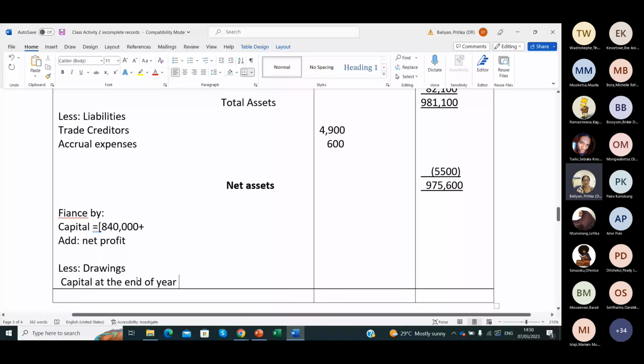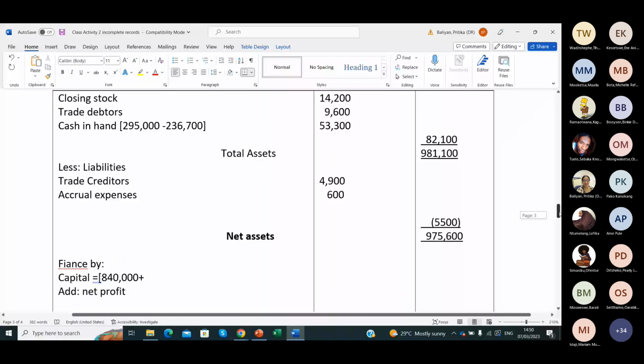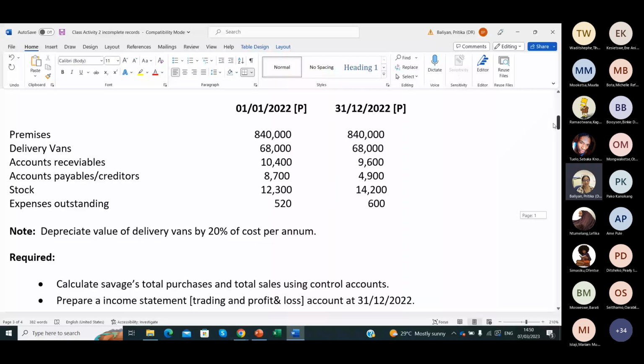That's why we calculate like this in the statement of financial position. So to determine the capital, we need the opening capital, then we add the net profit and subtract the drawing to find out the capital at the end of the year. So for the opening capital, you use the same formula as we use in the capital comparison method, right? Here we have the value of assets. Then from there we subtract the liabilities.